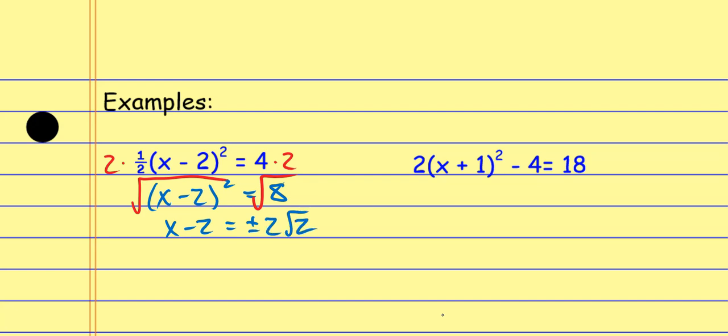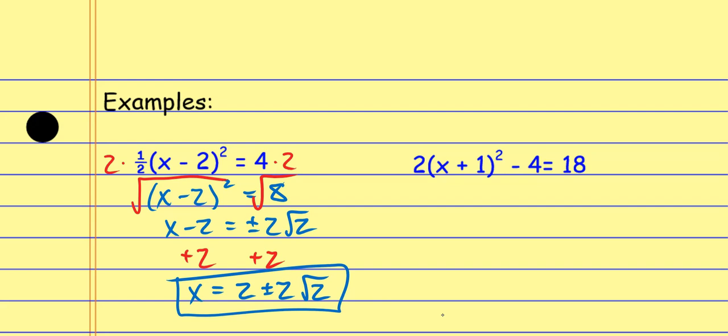This simplifies to 2 root 2. And now to undo what was in the parentheses, I'm going to add that 2 to each side. Once again, these are not like radical terms, so I'm just going to leave it in this radical form. 2 plus or minus 2 root 2, and I'm done. Once again, I could plug that into a calculator if I need the decimal approximations.